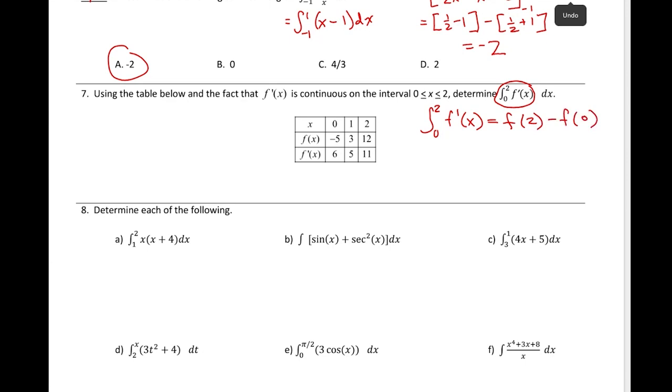Now both of those are going to be found in the table. F of 2 is going to be 12. F of 0 is negative 5. So we have minus negative 5, which would be equivalent to adding 5. So this is going to equal 17.